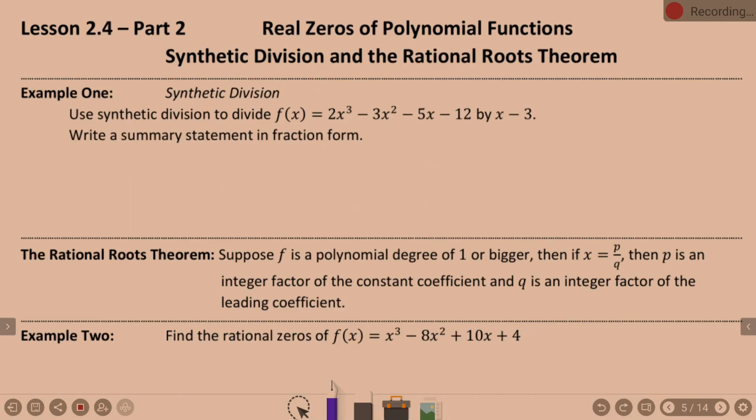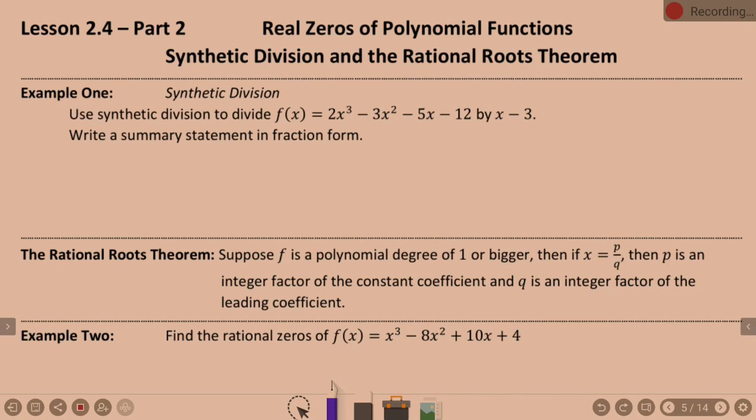Part 2. Again, we're still talking about real zeros of a polynomial function. Here we specifically focus on synthetic division, which I'm only giving you one review of individually. It will come back to you. But once we go down to examples 2, 3, 4, where we're using what's called the rational roots theorem, we'll use synthetic division within those. Okay? So, our first example.